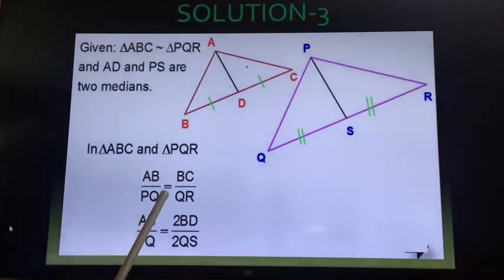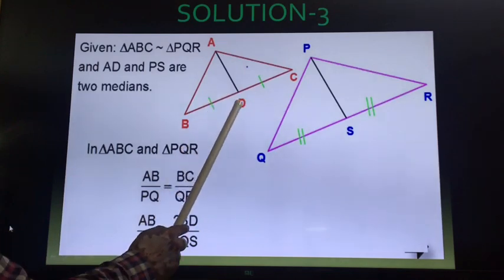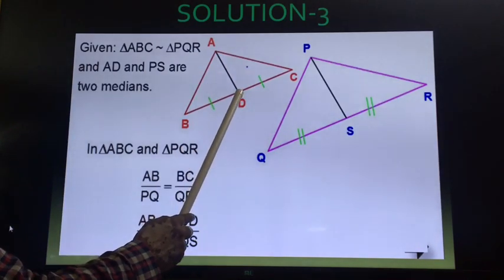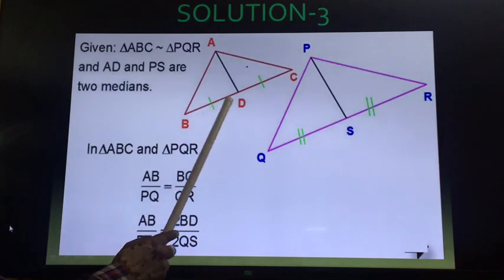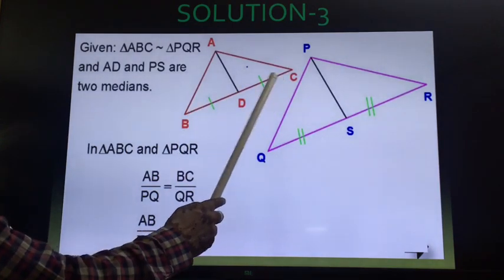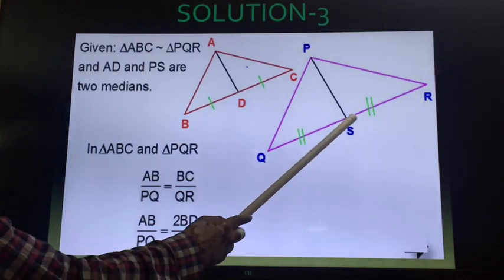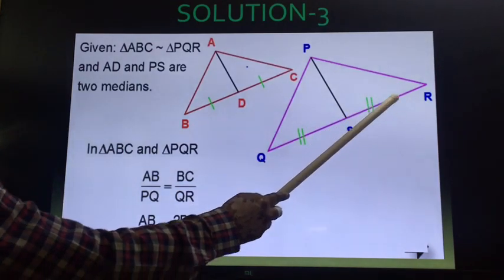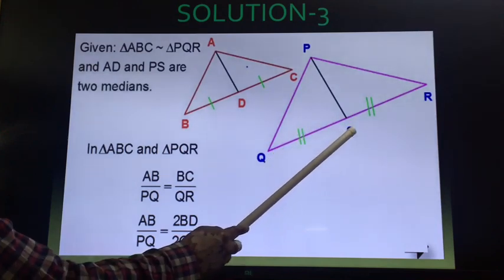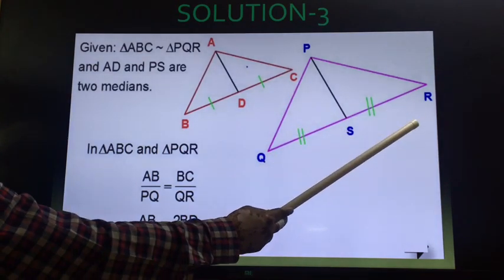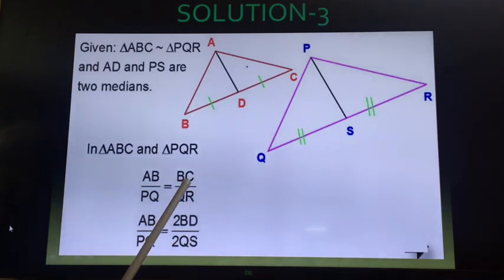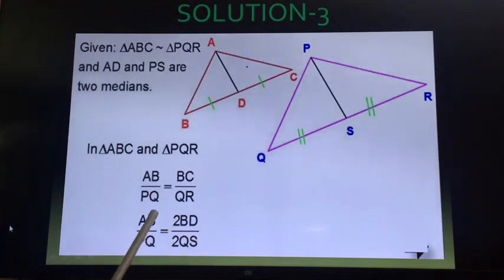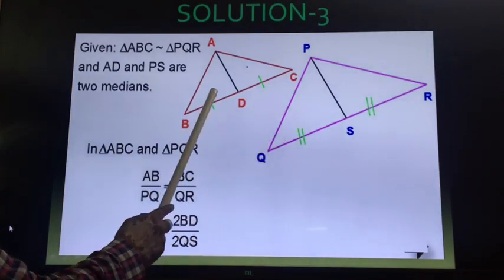So AB upon PQ, and BC we can write as double of BD, because AD is the median and will divide the opposite side into two equal parts. So BC is equal to double of BD. Similarly, PS is the median, so it will divide the opposite side into two equal parts. So QS will be the midpoint, and QR is equal to double of QS. So in place of BC we write 2BD, and in place of QR we write 2QS. The 2 cancels. So AB upon PQ is equal to BD upon QS.